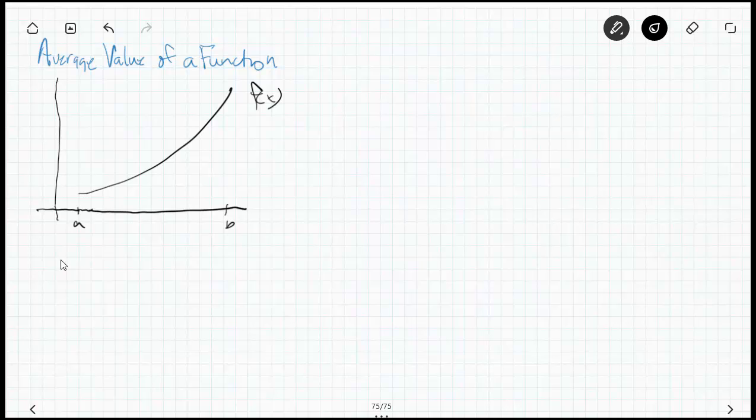All right, so I've got a function on a closed interval from a to b, because clearly I've got to have it on a closed interval from a to b if I'm going to have an average value, right? Otherwise it's going to change infinitely. So we're on a closed interval from a to b. And I want you to think about this for just a sec.